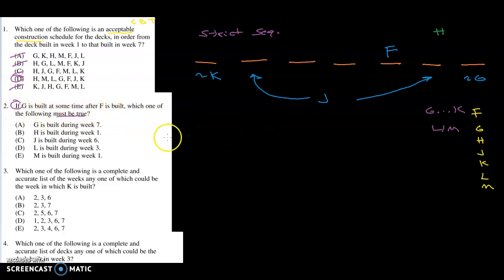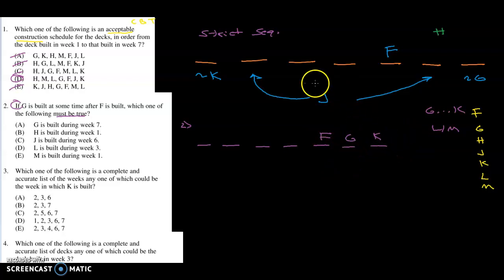So whenever we have an if, what I would suggest that you do, just label the question there, is make a new sketch for the if. 1, 2, 3, 4, 5, 6, 7. We're going to incorporate this new information here, but follow the rules that we had from our master sketch. So we know that F has to be on day 5 or week 5, right? And then it says G is built sometime after F. Well, that means G could go either here or there. But we know from our rule here that K has to come after G, so that forces us to do this.